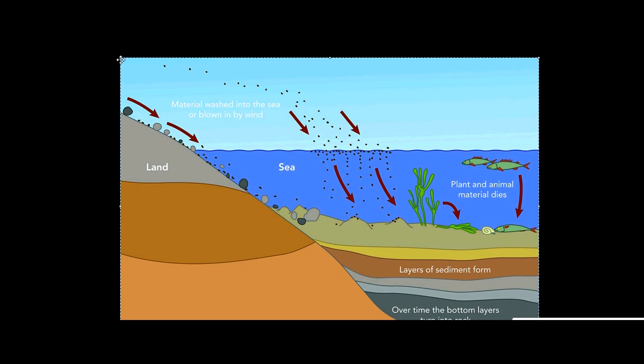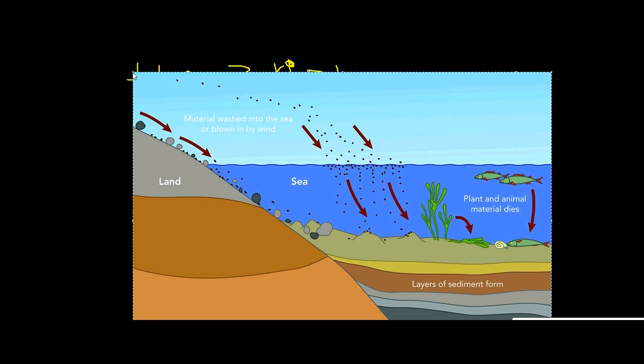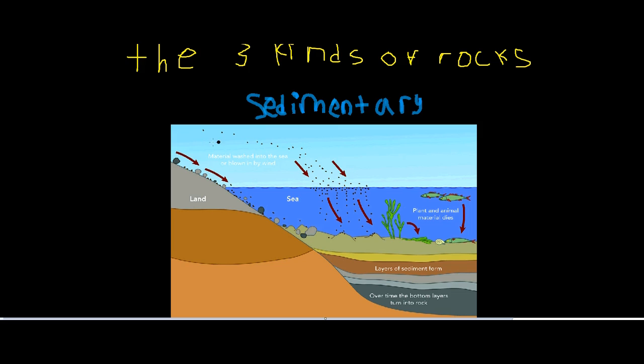So, looking at the model and just basing a definition off the model, what happens is these little pebbles fall into the ocean and kind of layer up on each other. And some material also falls in, maybe some plant and animal dies.